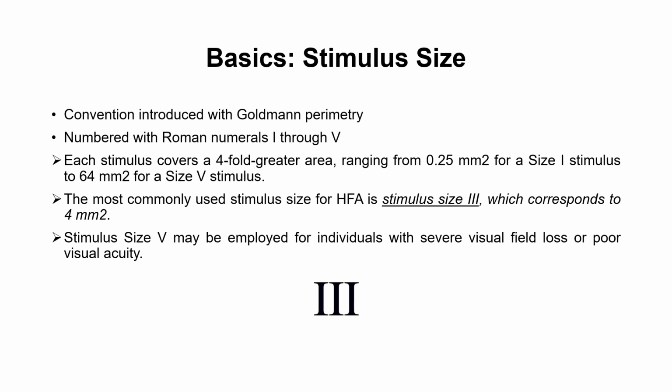The most commonly used stimulus size for Humphrey visual field is size 3, which corresponds to an area of 4 millimeter square. So this is the most important thing to understand, that the size used in the Humphrey field analyzer is stimulus size 3, corresponding to 4 millimeter square. Sometimes stimulus size 5, which represents 64 millimeter square, can be used for severe visual field loss or patients with poor visual acuity.